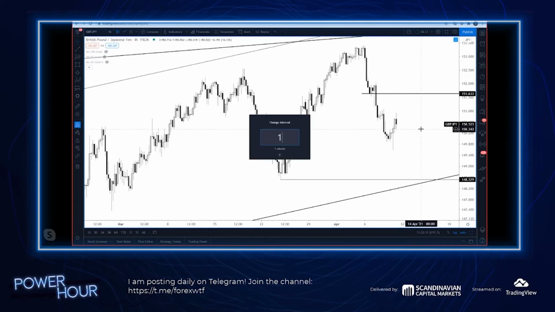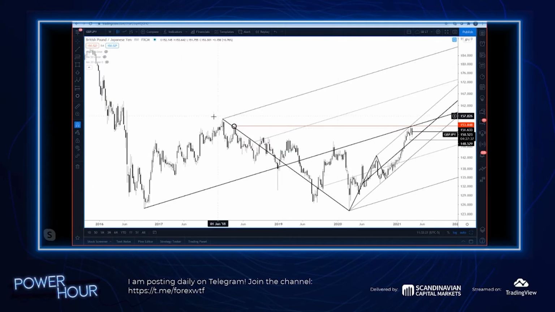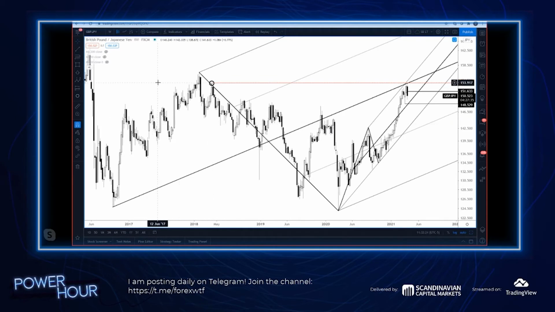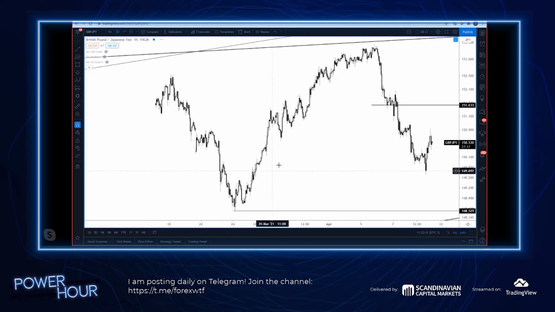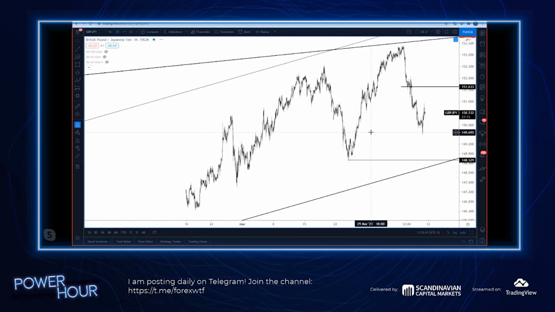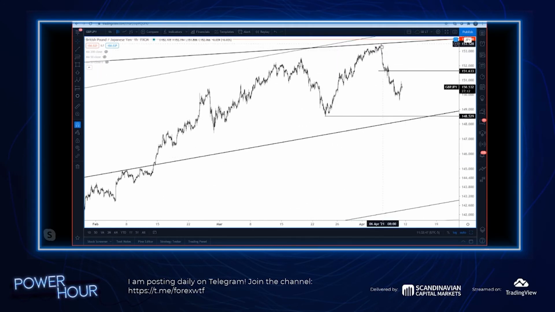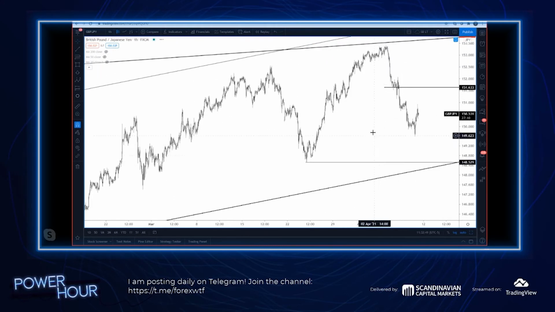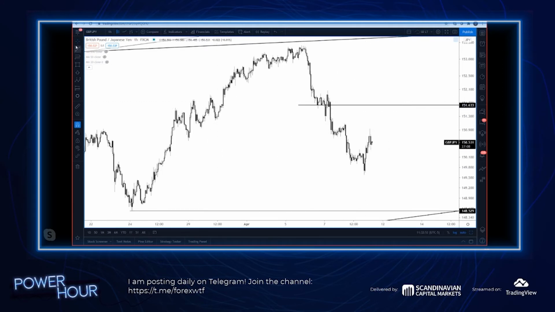Okay. Pound yen. This is one that we looked at last week, and I think this was the favorite setup coming into this week. And we were looking for resistance at 153.85. We did not get there. We got to 153.41. But when I zoom into this chart, you can see the sharp drop that we had this week, right? So I've got this bold line here. This is going to be 151.60.